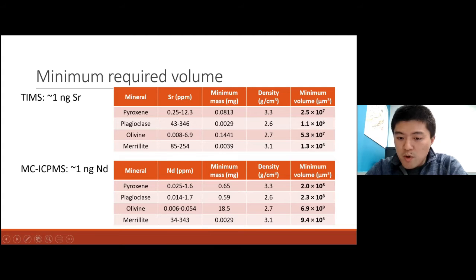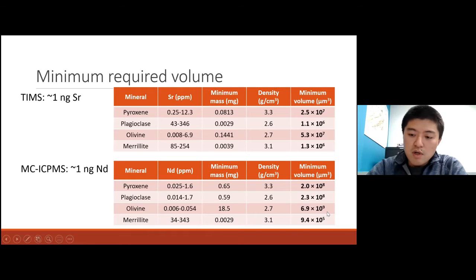So overall, the minimum required volume for each mineral for strontium isotope analysis is on the order of 10^6 or 10^7 cubic microns, while for neodymium analysis, the volumes are generally higher, so 10^8 to even 10^9. That's beyond 1 cubic millimeter in that case.